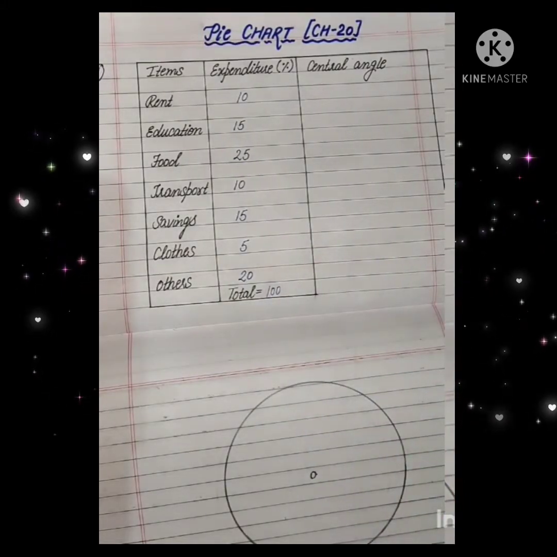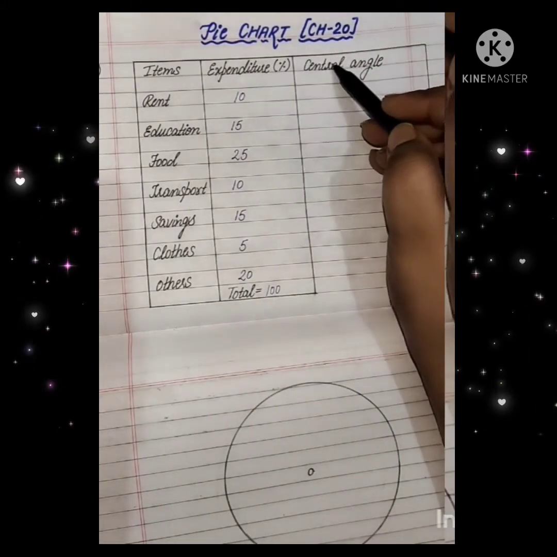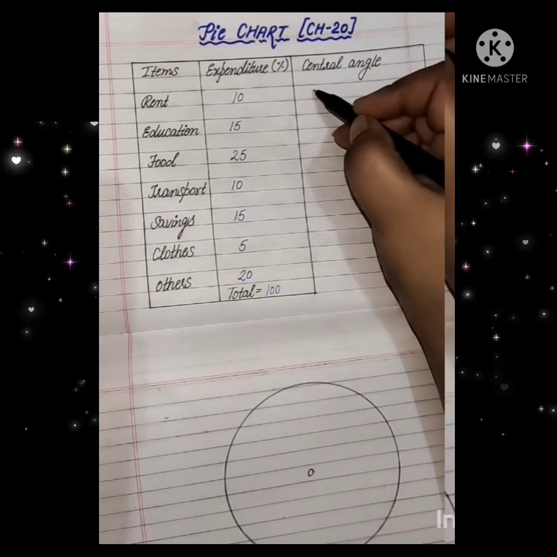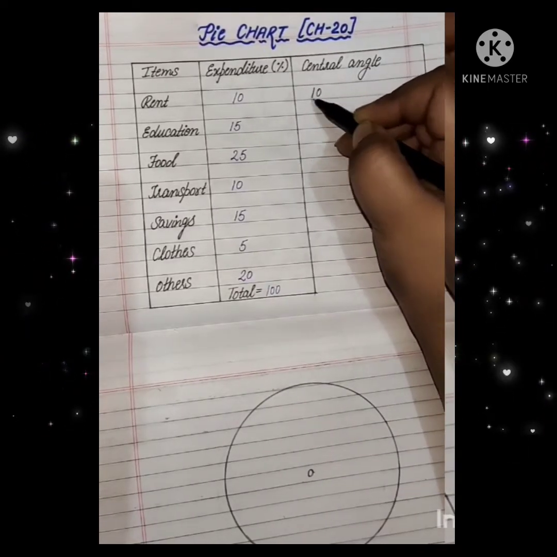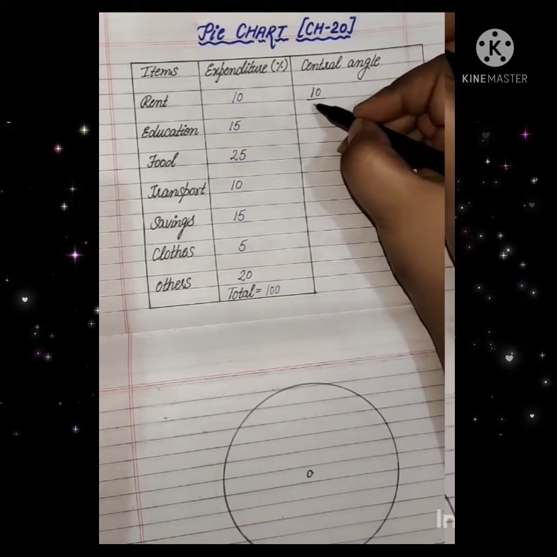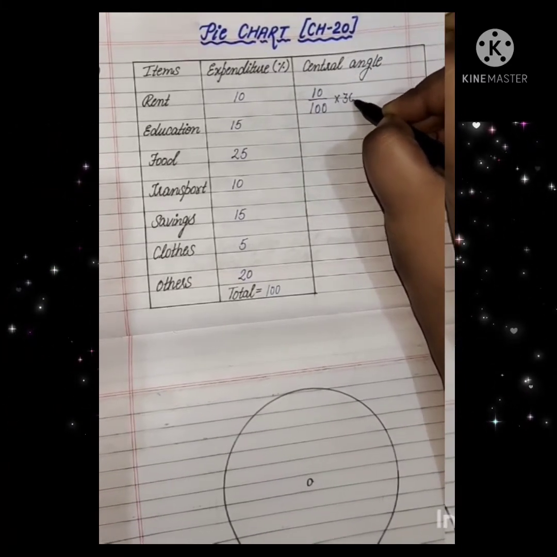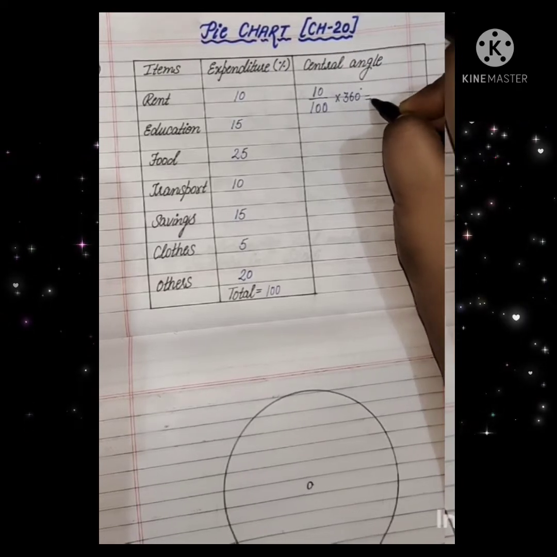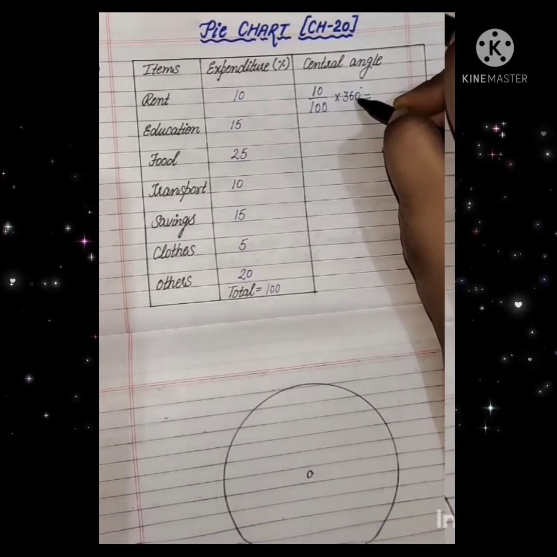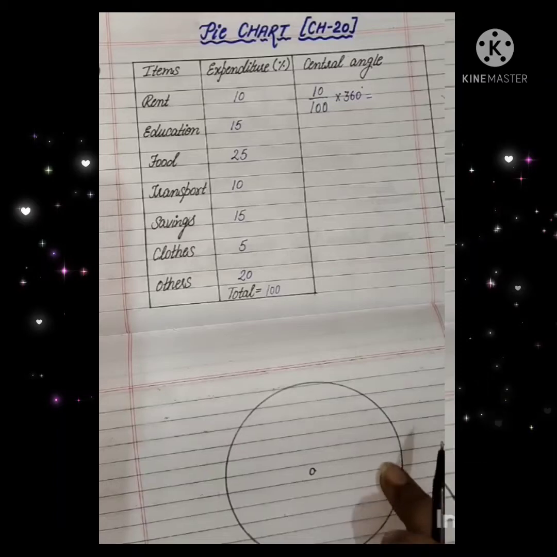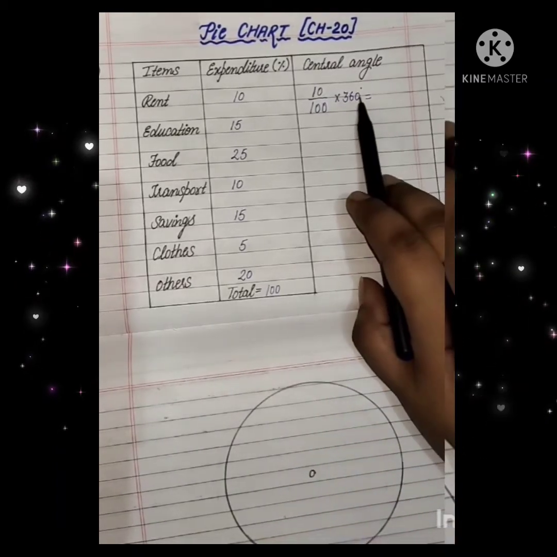As we studied in this video, the formula to find the central angle is given observation, that means 10, upon total, that means 100, multiplied by 360 degrees. Students, we multiply this value with 360 degrees because the complete angle in the circle is 360 degrees.